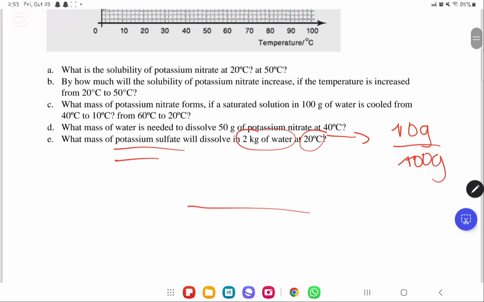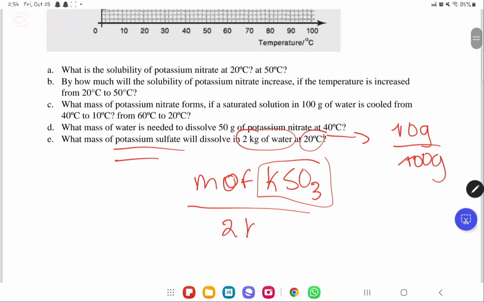So what we're going to do, we're going to form an equation. The mass of potassium sulfate, K2SO4. You don't have to write it like this. You can write potassium sulfate, but I'm just putting it in its formula, you know? So the mass of potassium sulfate over the mass of water, which was 2 kg, is equal to 10 grams over 100 grams.